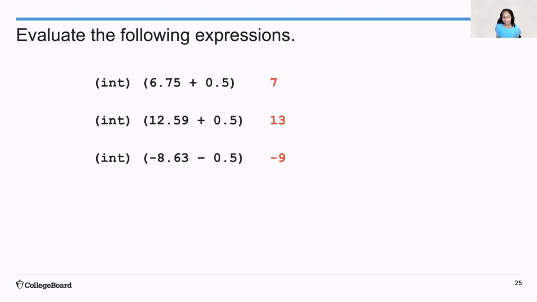And finally, if I have int and then negative 10.8 minus 0.5. So I'll subtract 0.5 from negative 10.8 so I can push that number up a little and then cast that result as an int, which will give me my int rounded result of -11.